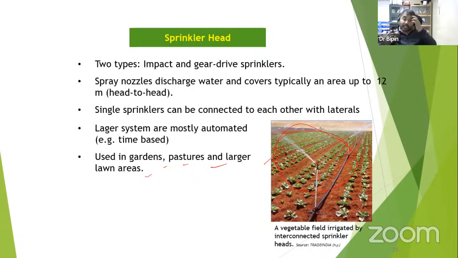And if your area where you want to grow the crop is undulating, in that case also sprinkler is one of the best methods.